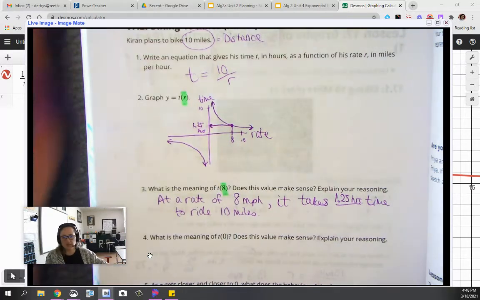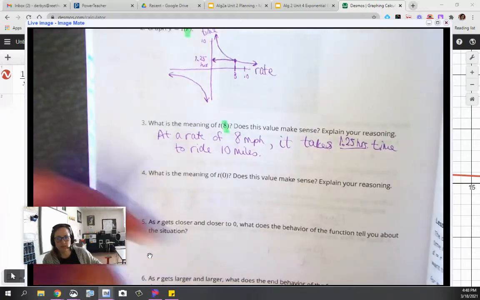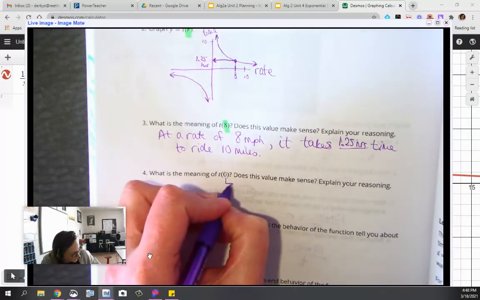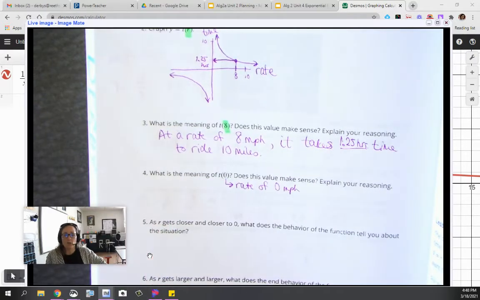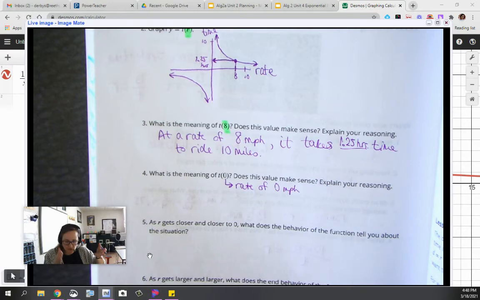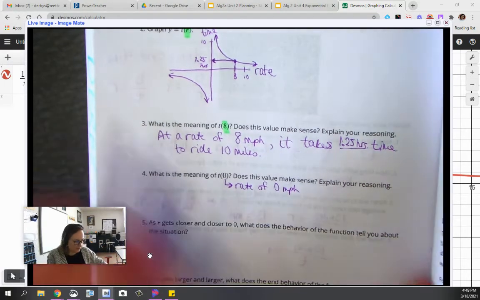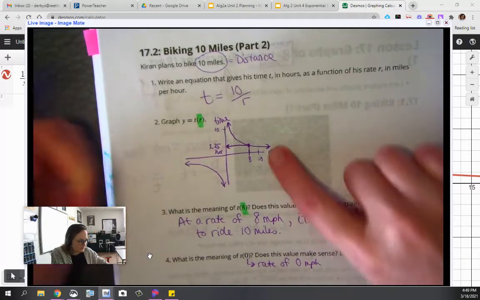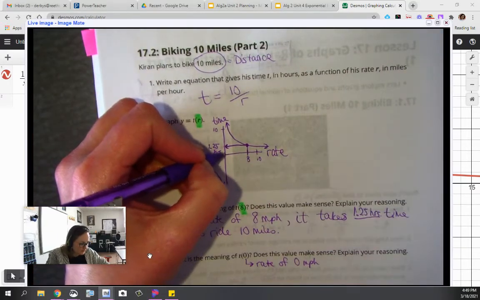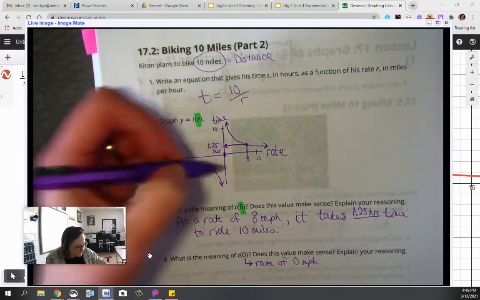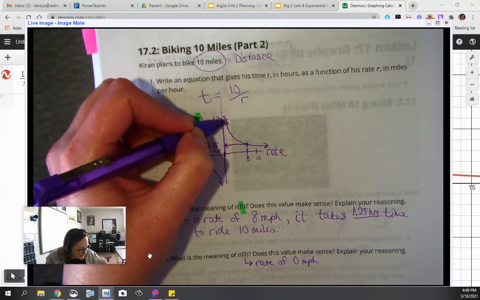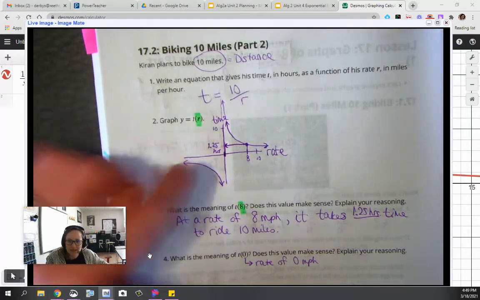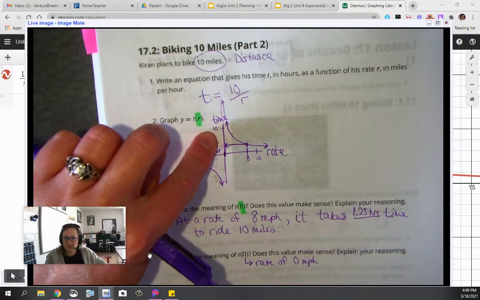So the meaning of t of 0, and does this value make sense? What this is saying is that we're going at a rate of 0 miles per hour. We're going nowhere. We are standing still. We're not even walking forward. We're going at a rate of 0, nowhere at all. And when I look at that on my graph, this rate of 0, I haven't moved at all from the origin. As far as how much time it's going to take, the graph gets closer and closer and closer to that axis, but it's never going to touch it. And here's why.